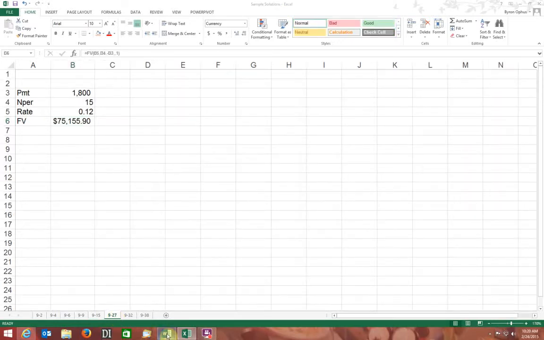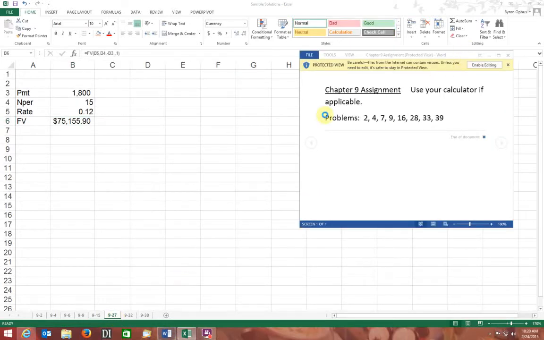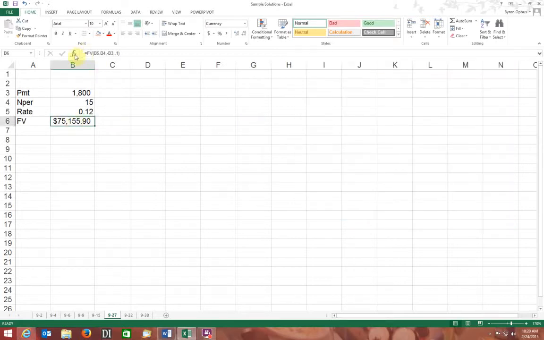Problem 27. I think you guys have 28, so we'll do 27, which is similar. Now we're switching. We're going to do something a little bit different. We're going to do a future value.